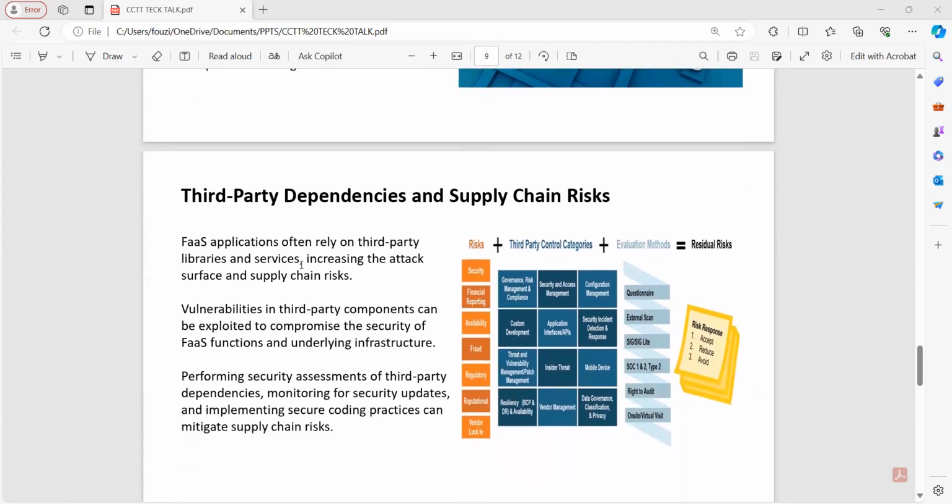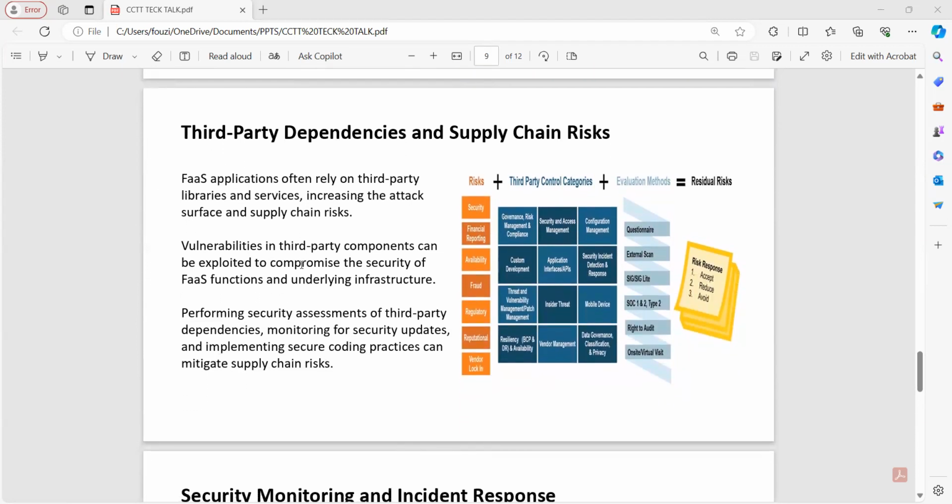Third-party dependencies and supply chain risk. FaaS applications often rely on third-party libraries and services, increasing the attack surface and supply chain risk. Vulnerabilities in third-party components can be exploited to compromise the security of FaaS functions and underlying infrastructure. Performing security assessments of third-party dependencies, monitoring for security updates, and implementing secure coding practices can mitigate supply chain risk.